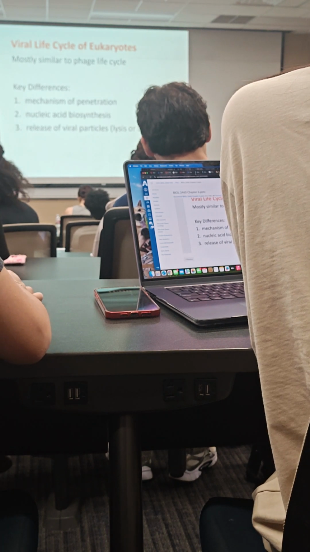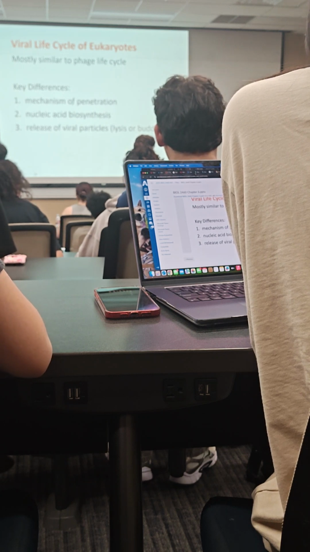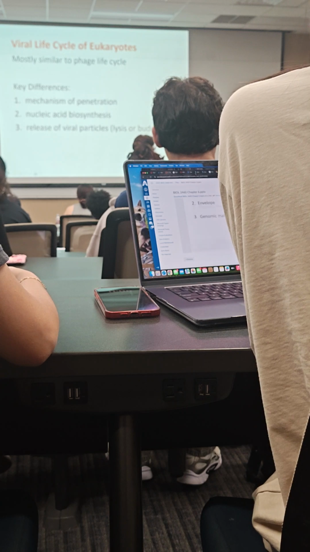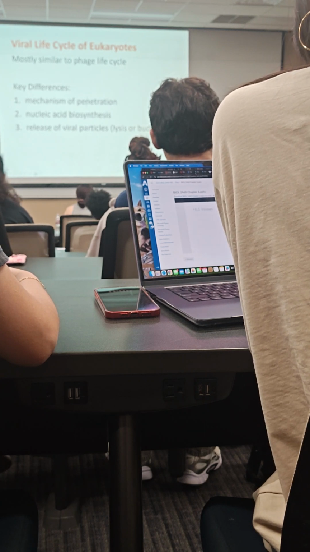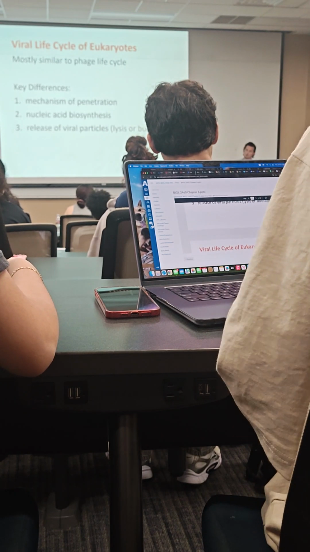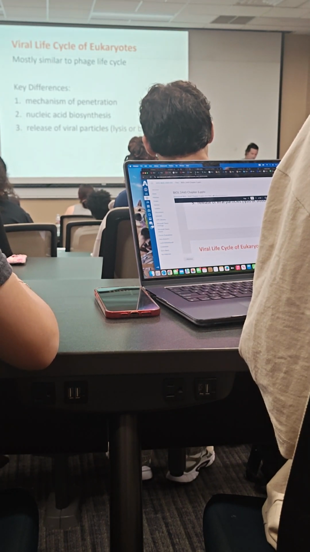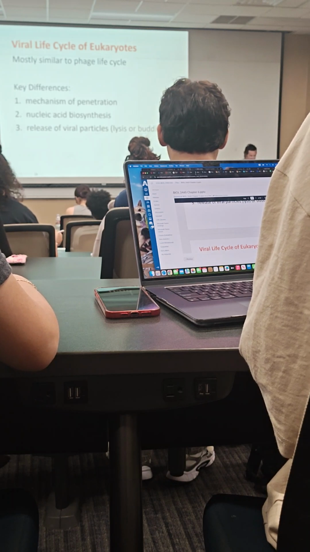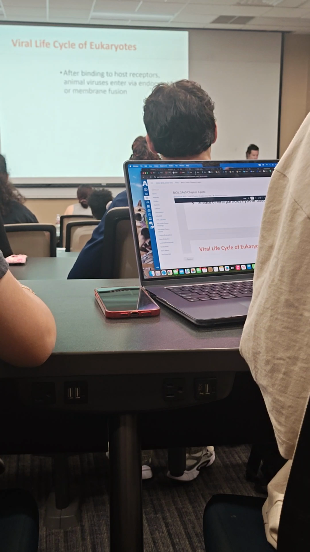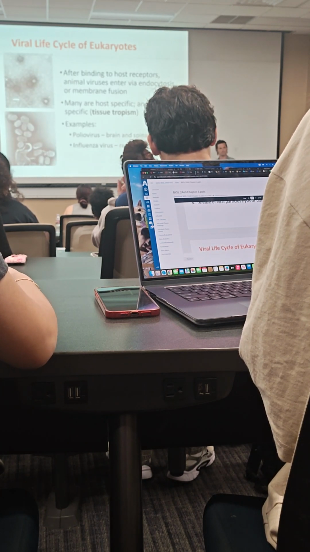Okay, let's go to eukaryotes, and we'll get through this pretty quick. Differences to note. How they get into the cell. How they biosynthesize, and this has to do with eukaryotes having a nucleus and prokaryotes not having a nucleus. And how they release, because getting in and getting out are kind of reflective. Okay. So how they get in.